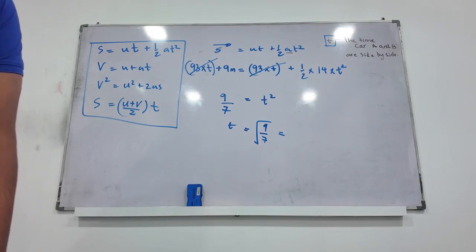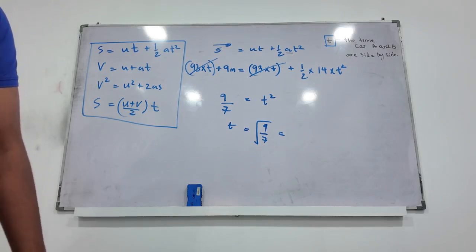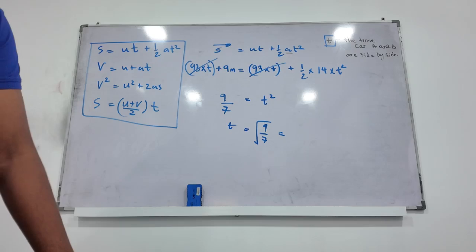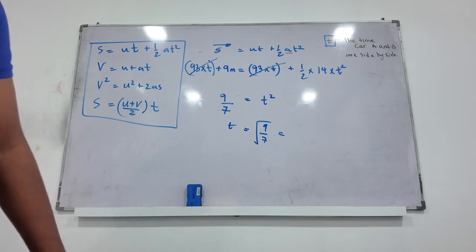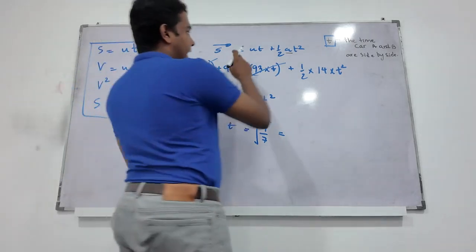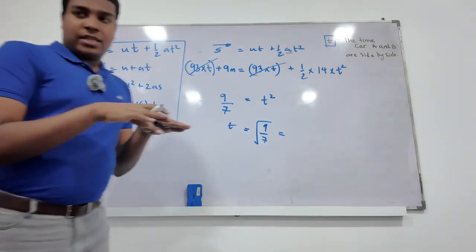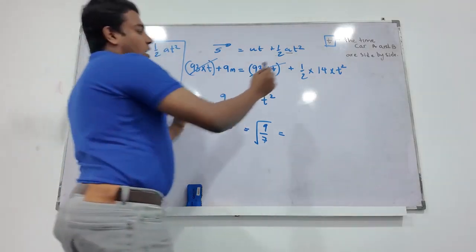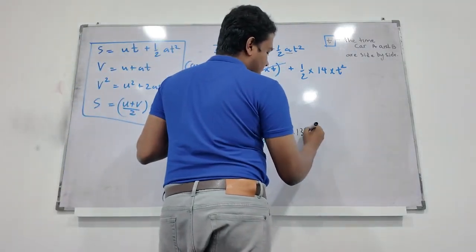Question number 13, part B. At the instant shown, car A is 100 meters from the finish line. Deduce whether car A reaches the finish line before car B. Now, listen up very carefully. We know that car A and B will be side by side after 1.13 seconds.